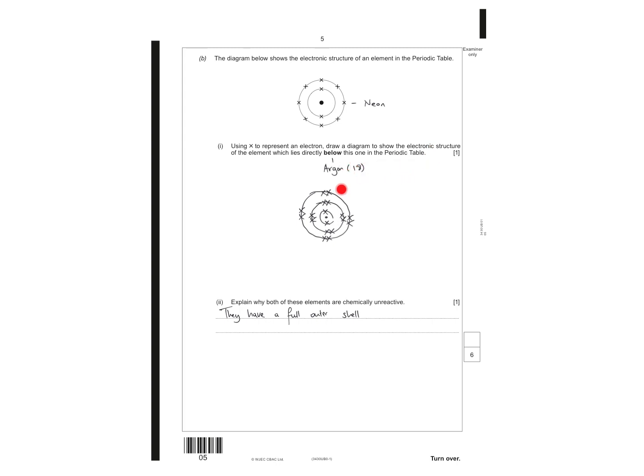So I found neon, and I went below that and found it was argon. Argon has got 18 electrons, so I should have 2, 8, 8. They then ask why both of those are chemically unreactive. Remember, that is because they have a full outer shell. And they may ask you, why are they inert? That's another word for unreactive.